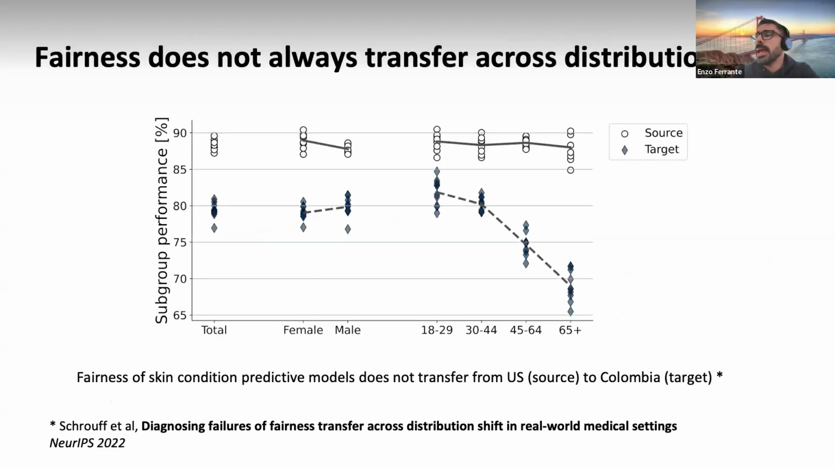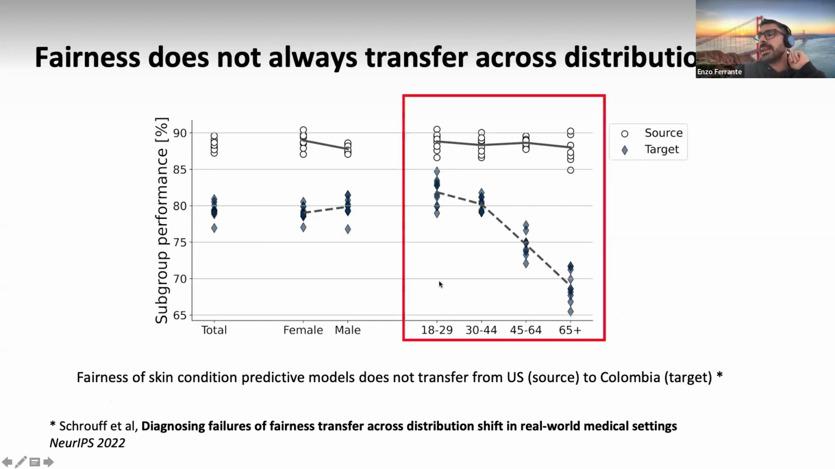And that's important because, if you think about it, there's a really interesting paper that came out from the group of Jessica Schrouff and her coworkers at Google, I think, a couple of years ago as well. What you will see is that fairness does not always transfer across distribution shifts. And what that means is that a model that was fair in a certain hospital, maybe you go to a new hospital and now it's not fair anymore. There are big gaps in performance.